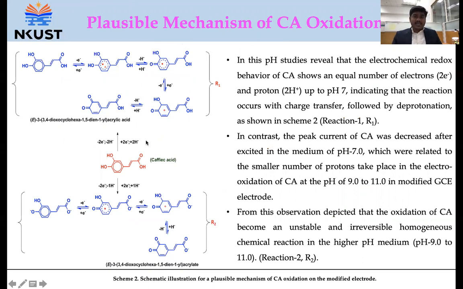Here in this R1 reaction, electron transfer is followed by deprotonation. In contrast, the peak current of caffeic acid decreased after pH 7, which is related to the small number of protons taking part in the electrooxidation of caffeic acid at pH 9 to 11 on the modified GC electrode surface. From this observation, the oxidation of caffeic acid becomes unstable, with an irreversible homogeneous chemical reaction in higher pH medium, which shows the chemical reaction mechanism R2.